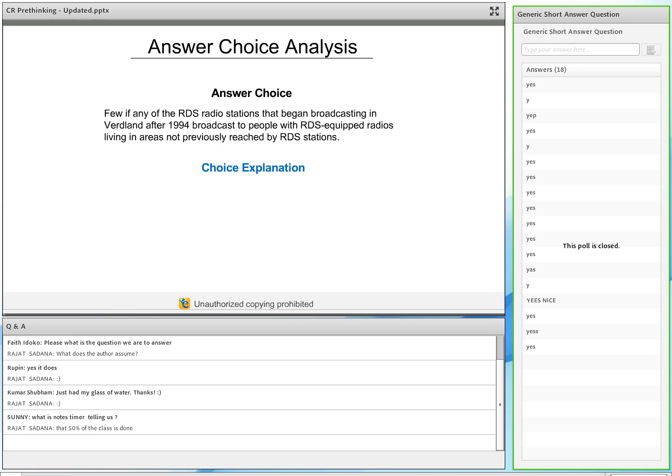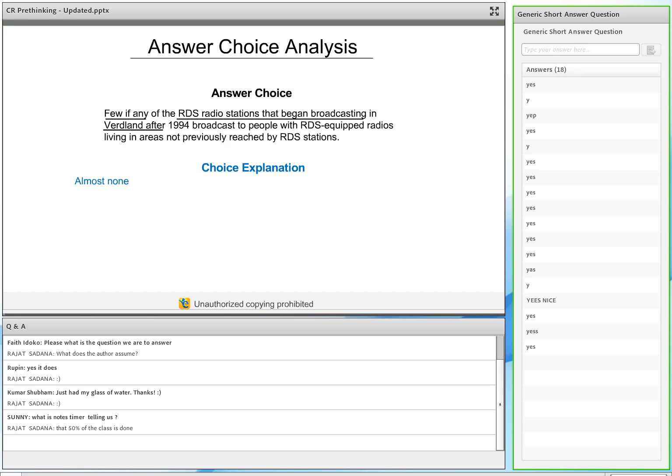It says, few if any of RDS radio stations that began broadcasting in Verland after 1994 broadcast to people with RDS equipped radios living in areas not previously reached by RDS station. Very complex choice and really poorly worded, or I'd say sophisticatedly worded. I'd say poorly because in terms of good written English, this is bad practice, but it's precise. So let's translate this, or transcode this, into a simpler language.